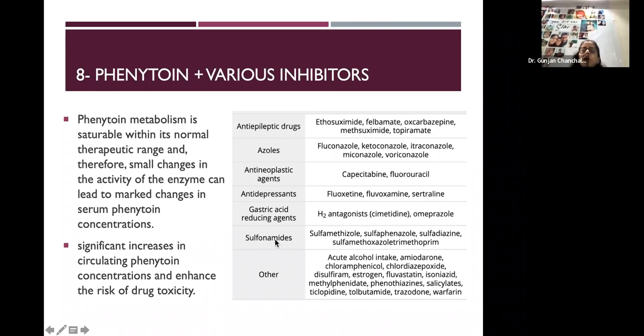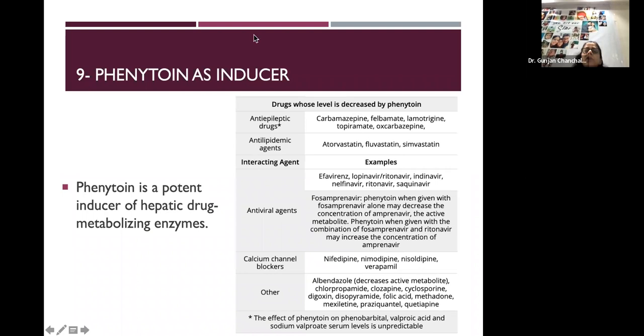And when we give sulfonamides as an antibacterial drug, though they are not very commonly used, just except for Septran, that is sulfamethoxazole and trimethoprim, we do not use other drugs very commonly in our ICU. So these will enhance the toxicity of phenytoin by decreasing its metabolism. Phenytoin, as we all know, itself is an inducer, and it will also change the metabolism of other drugs and interact with other drugs in the same way.